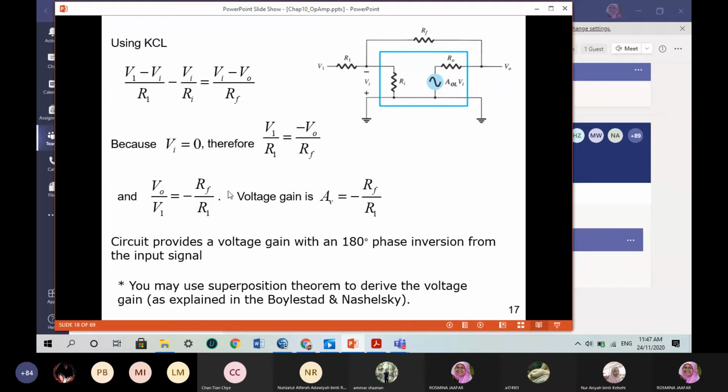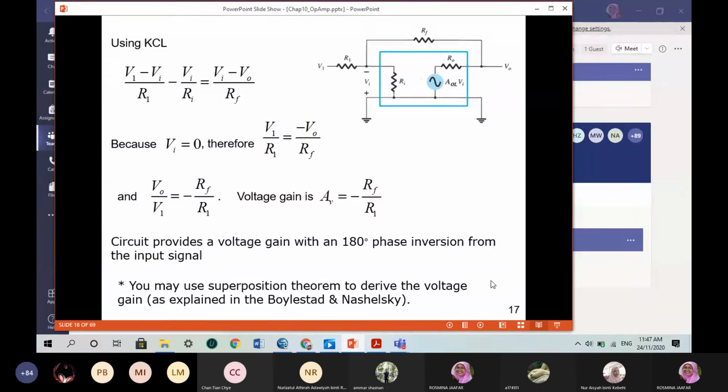Okay, so there is no need for you to know the actual value of Ri. The voltage gain now is simply equal to Rf over R1 with a negative sign, because you apply Vin at the inverting input terminal. So you have a negative gain, and the circuit provides a voltage gain with a 180 degrees phase inversion from the input signals.